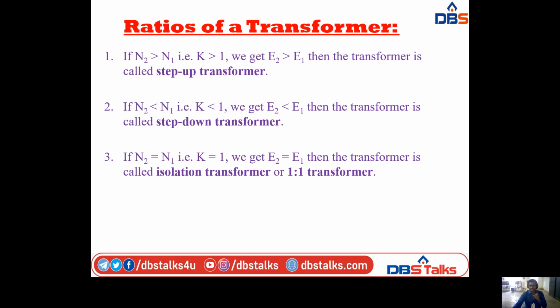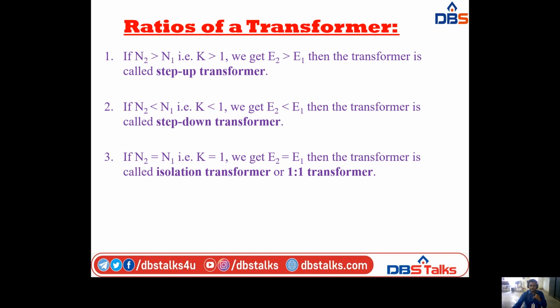So if N2 is equal to N1, that means the secondary winding turns is equal to the primary winding turns, that is K is equal to 1, we get E2 is equal to E1. Then the transformer is called an isolation transformer or 1:1 transformer. That means secondary winding turns is equal to the primary winding turns. That's why I am calling it a 1:1 transformer or isolation transformer. So these are the very important points.